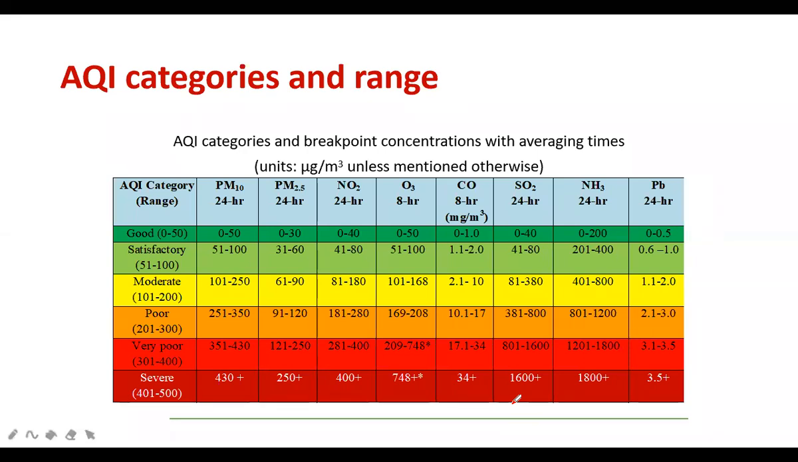Now, this is air quality categories and the range. So these are the categories and breakpoint concentrations with averaging times. So you have PM10, PM2.5 explained to you, nitrogen dioxide NO2, nitrogen oxide explained to you, ozone explained to you. So this is the averaging time, range 24 hours.